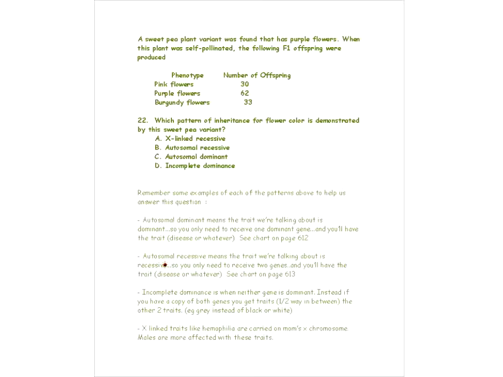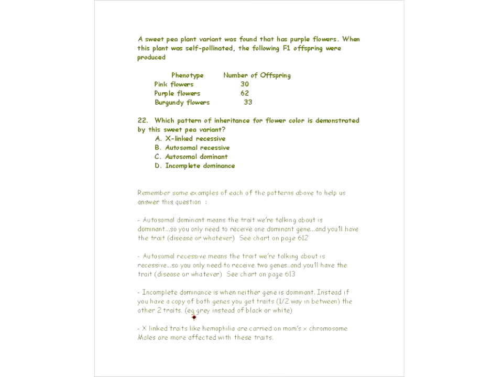Then there's autosomal recessive, which means the trait we're talking about is recessive. So in this case, rather than having to receive one gene, you're going to have to receive both genes, and then you'll have the trait. If you look at the chart on page 613, that's an example of autosomal recessive. Now, incomplete dominance is when neither gene is dominant. So instead, if you have a copy of both genes, you get traits that are halfway in between the two other traits. For example, if the two other traits were black and white, you wouldn't get black being dominant over white or vice versa. You'd get gray. Okay, so that's incomplete dominance.